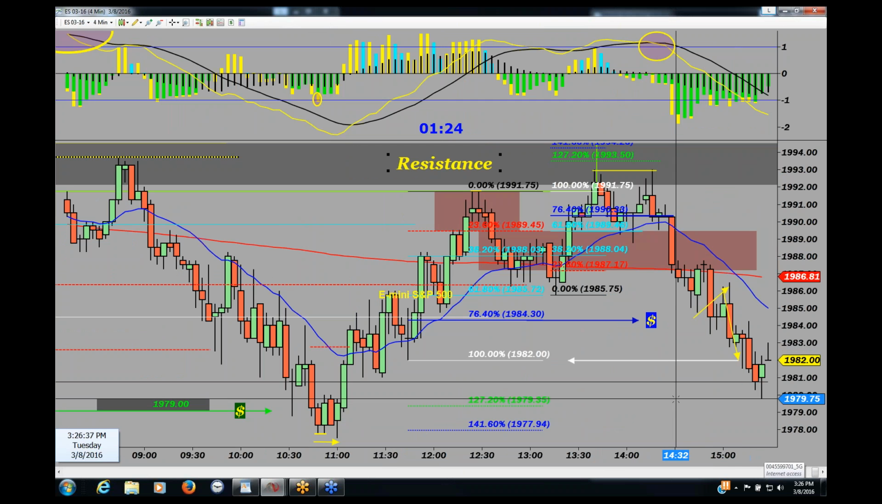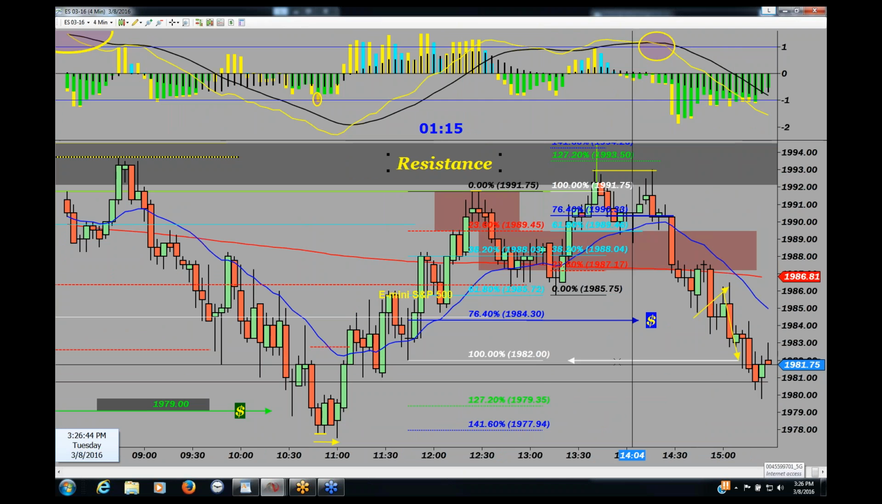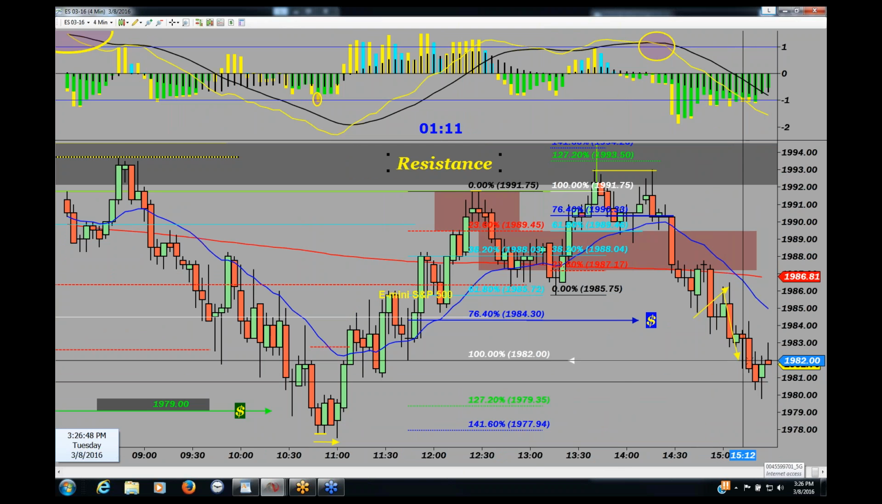All right, so we changed the yellow arrow to white. Number here is 1982. That's the factor here. And we'd like to see that 1982 hold as either support or resistance so we can trade it. We're looking at it holding as resistance right now. So we'll see if we can get that.